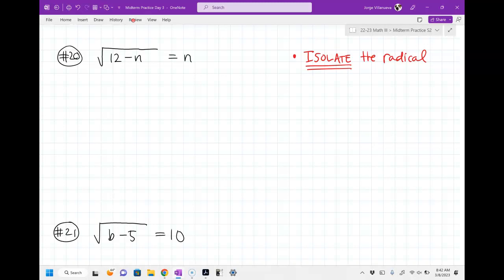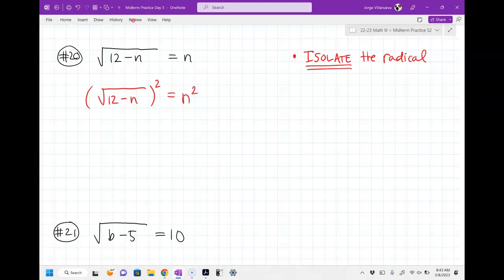Make sure it doesn't say like the square root of 12 minus n plus 5 equals n. Don't do that. If it says plus 5, then move it out of the way. You want the square root to be all by itself. So that's the way this one looks. Number 20, the square root is just hanging out by itself on the left side. So let's square both sides. So this becomes the square root of 12 minus n, squared, equals n squared.